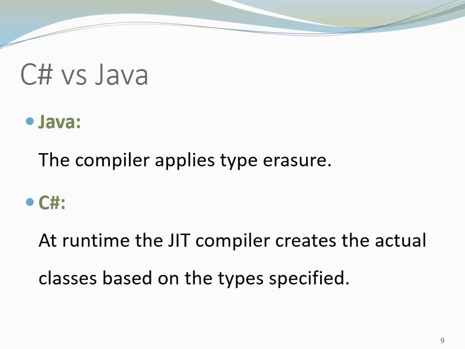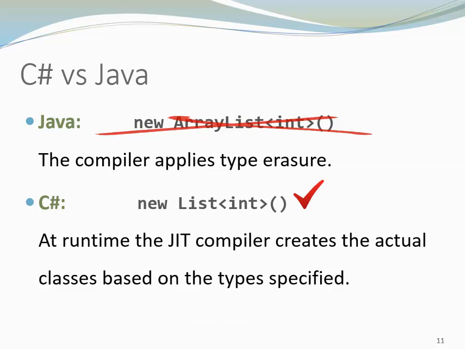Let's look at an example. If you try to create a new ArrayList of type int in Java, this won't compile. Java only accepts reference types as type arguments. However, if you create a new List of type int in C#, this works perfectly fine. Note, though, that in C#, List is a class and not an interface like in Java. In C#, the corresponding interface is called IList.